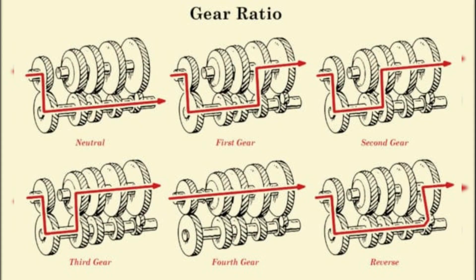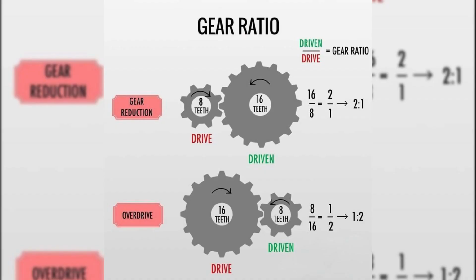When a car starts moving, it needs a lot of torque to overcome inertia. That is why it uses a low gear ratio. As the car accelerates, higher gears are engaged, allowing greater speed with lower engine effort. Gear ratios allow machines to adapt power output to different conditions. Without them, engines would either lack the force to start moving or be unable to reach high speeds efficiently.